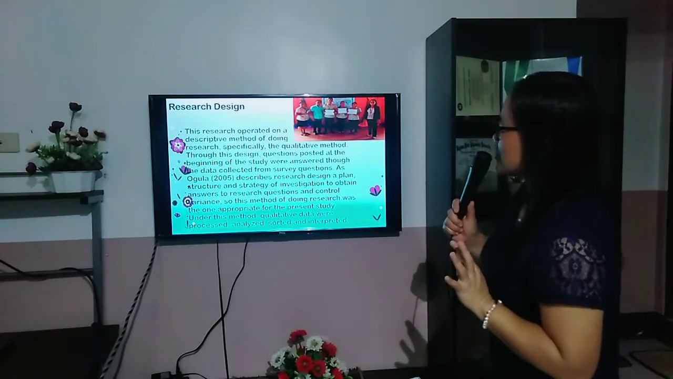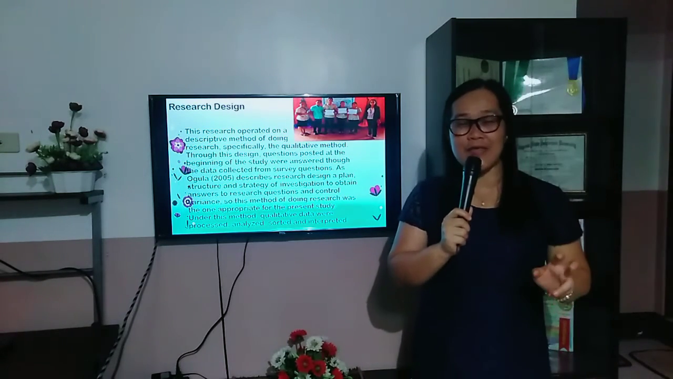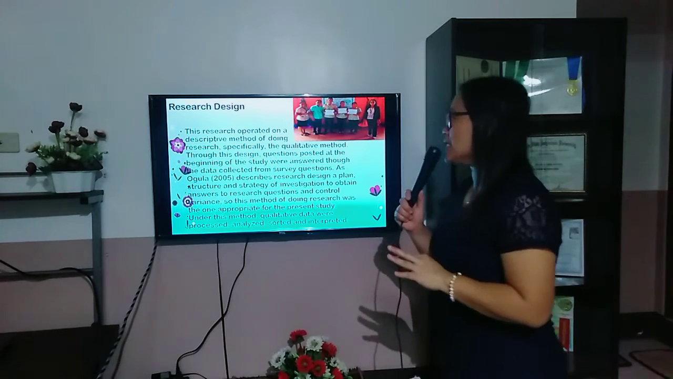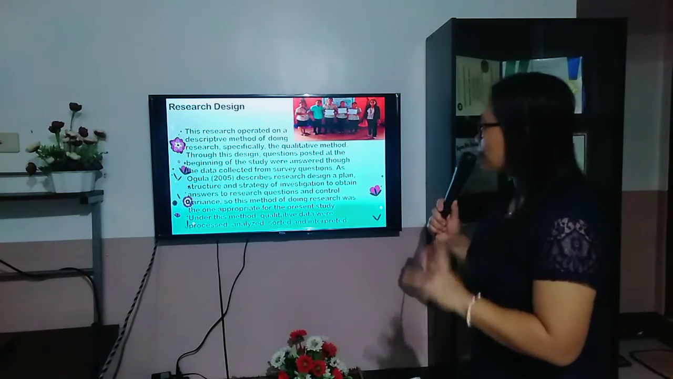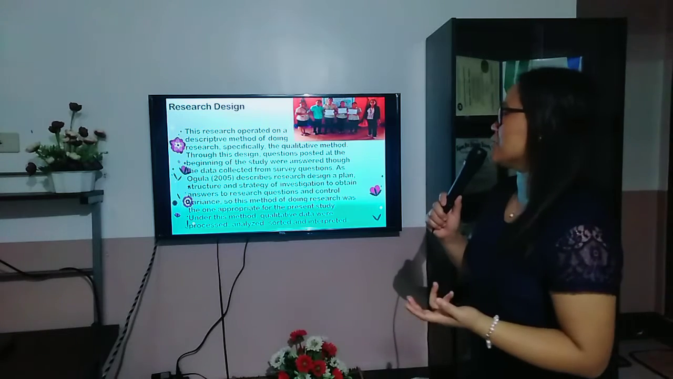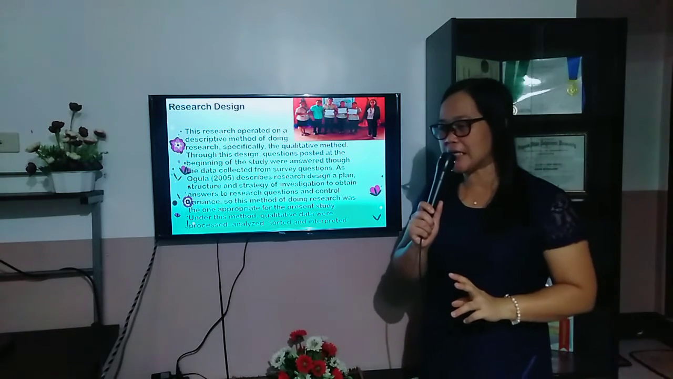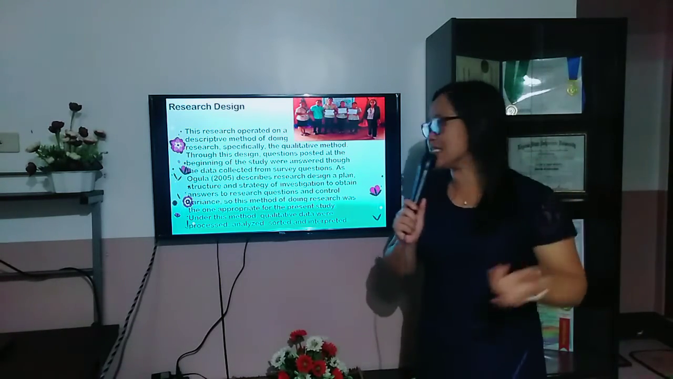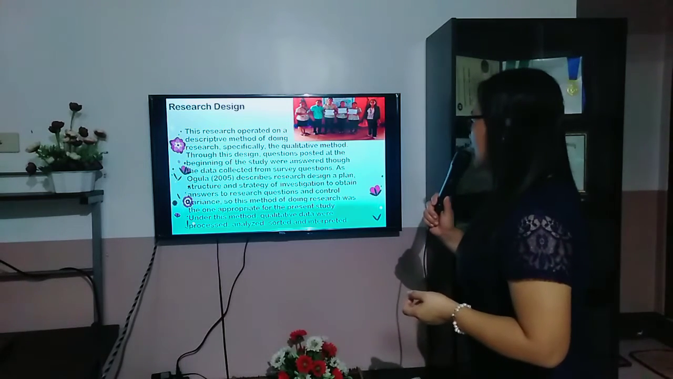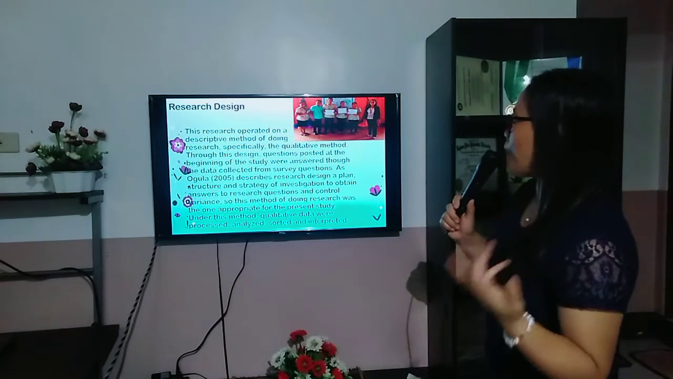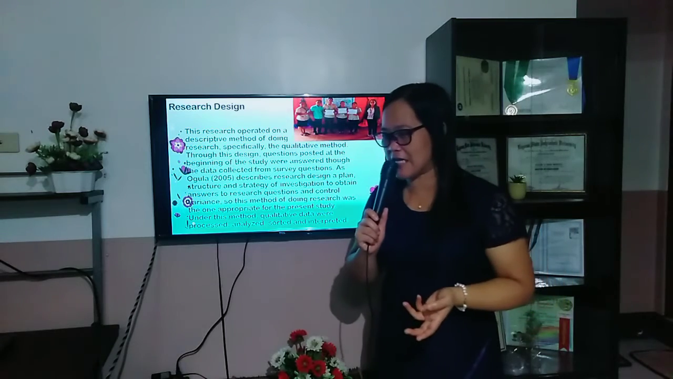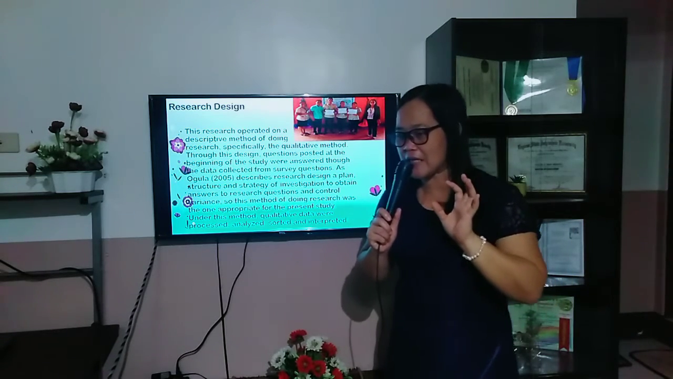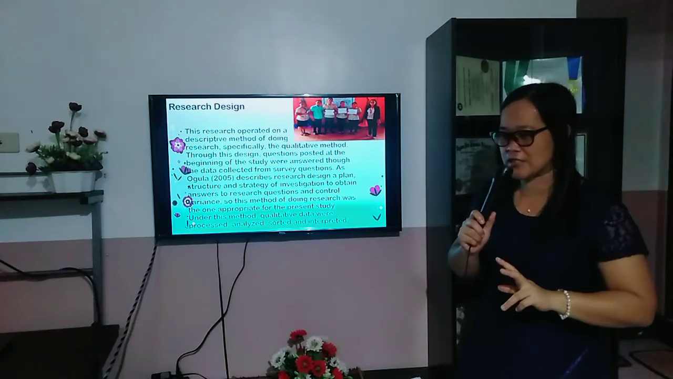Okay, and the research design being used in this action research is, of course, the descriptive method of doing research, specifically the qualitative method. Through this design, questions posted at the beginning of the study were answered through the data collection from the survey questions.